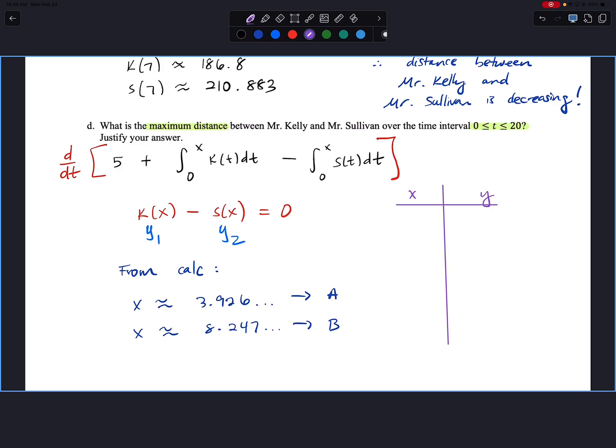So remember, guys, when we do an absolute max or absolute minimum, your endpoints go in your table. So 0, this number, I'm not going to put A, I'm going to put 3.926 dot dot dot, 8.247 dot dot dot, and then 20. All right. Now, everyone good? It's okay though because our calculator knows it's A and B.